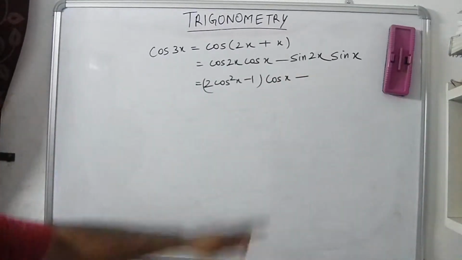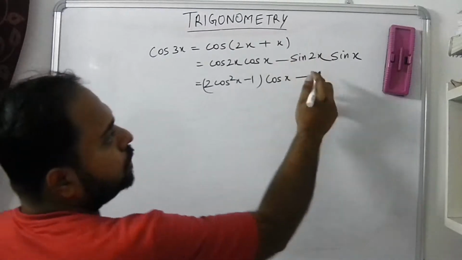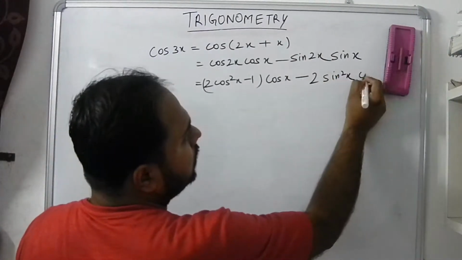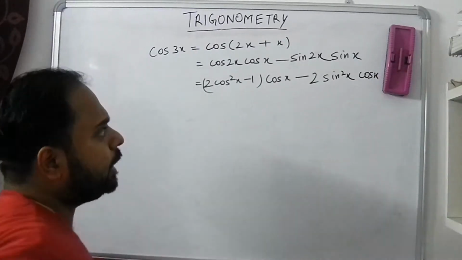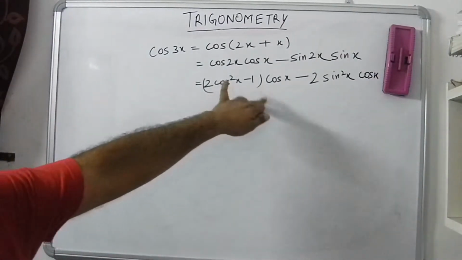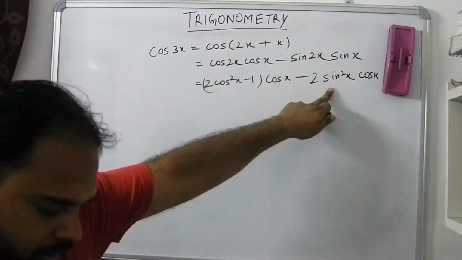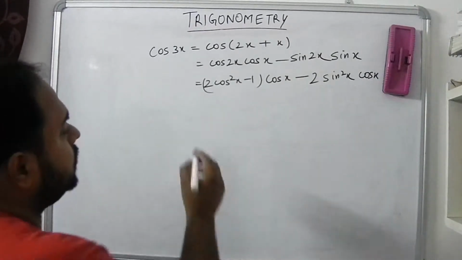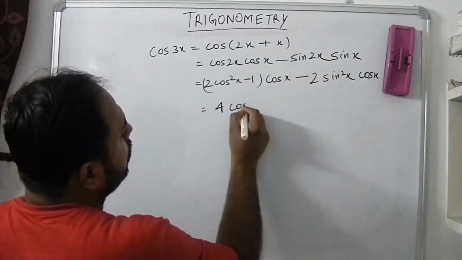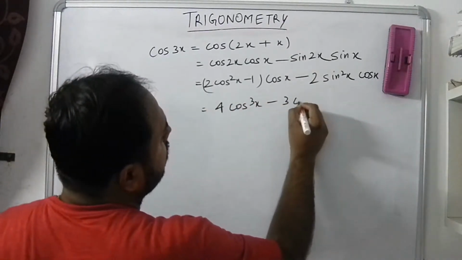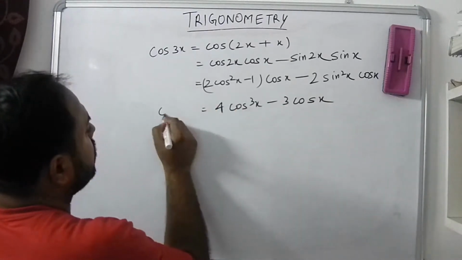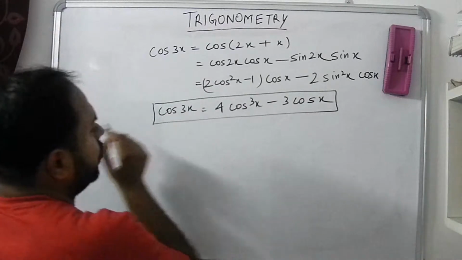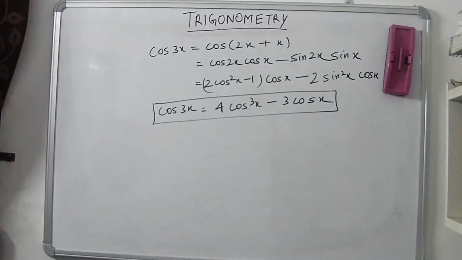Now sin 2x becomes 2 sin x cos x, so this term becomes 2 sin square x cos x. Again, if we expand, same thing: 2 cos cube x, and then with 1 minus cos square x, it becomes 4 cos cube x minus 3 cos x. So this is cos 3x. This is again a good expansion in terms of cos. So this is a good one.